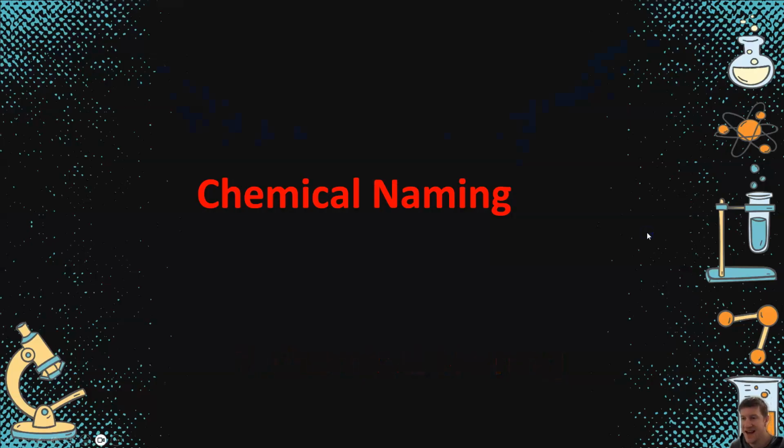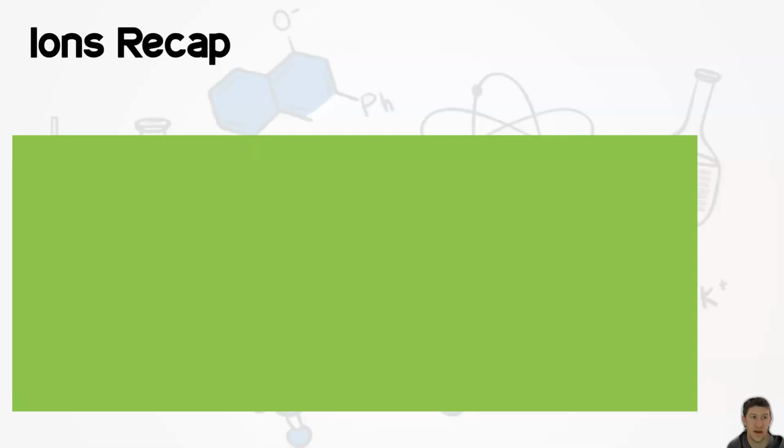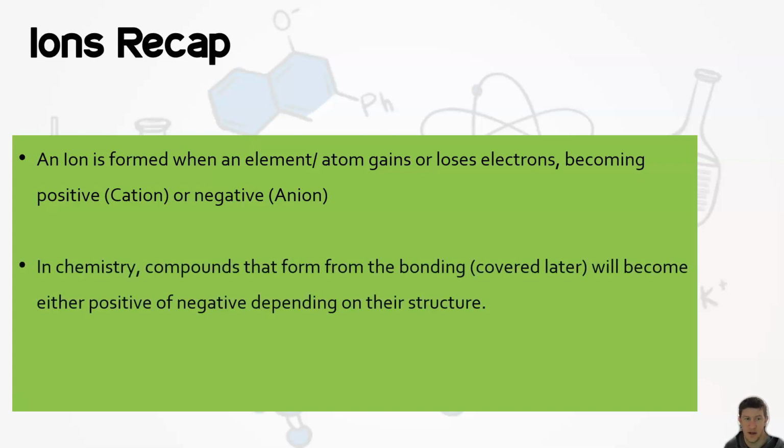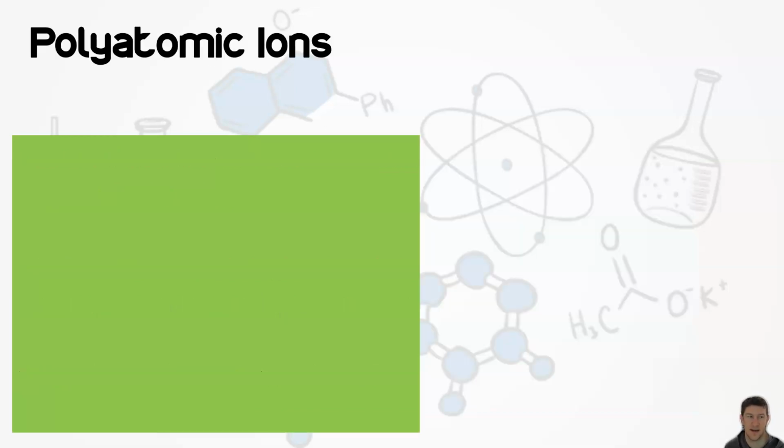In this video, we're going to look at chemical naming. To start off, as we saw in our last lesson, a very quick recap. An ion is formed when an element gains or loses electrons to become positive, which is a cation, or negative, which is an anion. In chemistry, compounds that form from bonding, which we're going to cover later, will become either positive or negative depending on the structure that they have. This then influences the name that we give that compound, and that's what we're talking about today.